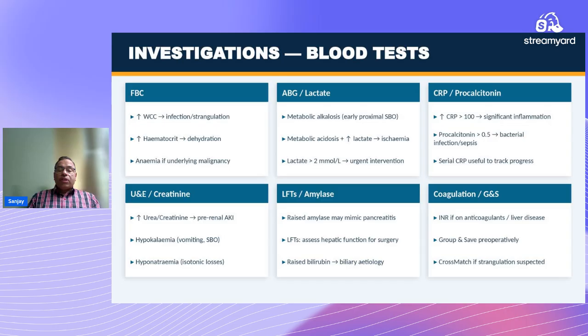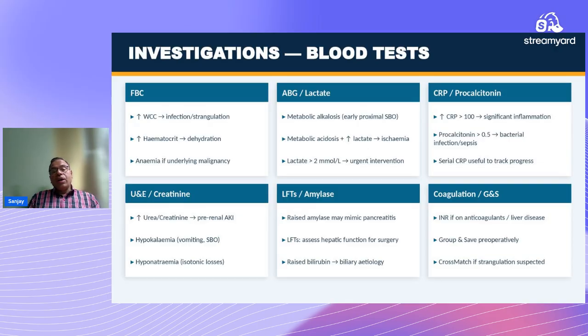So first, the blood tests should be done. Full blood count, if there are increased leukocytes, would suggest infection and strangulation. Hematocrit may be raised, which would tell you the degree of dehydration because of third space loss. If the patient is anemic, it could be because of underlying malignancy, which is a cause of intestinal obstruction.